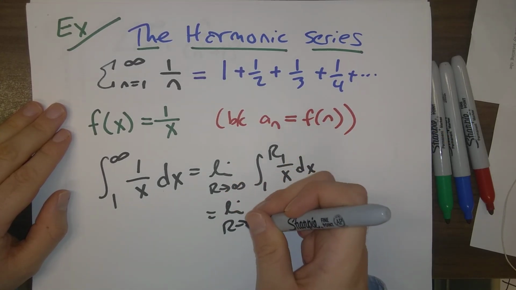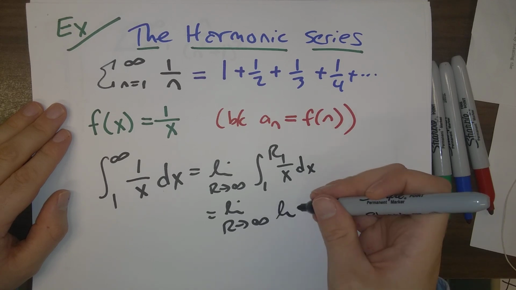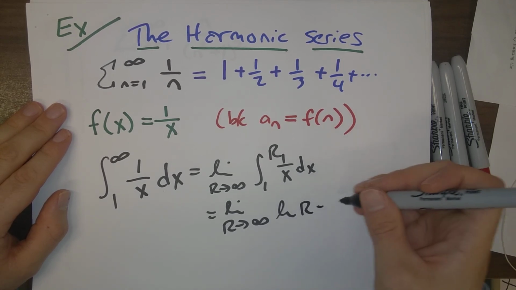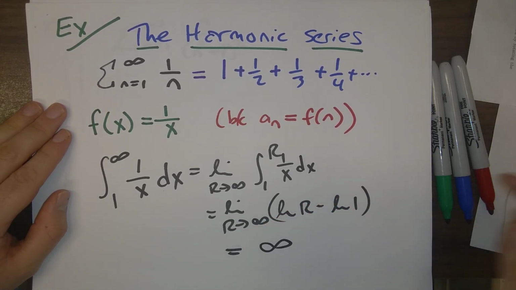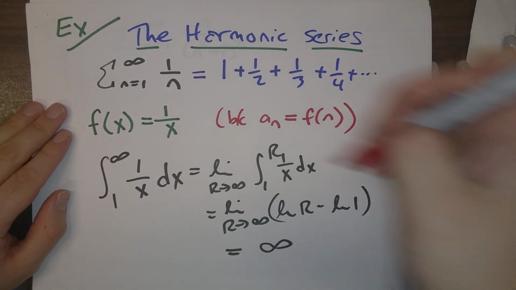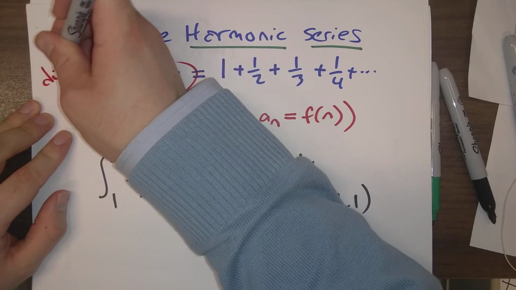That's the limit as r goes to infinity of natural log of r minus natural log of 1. And as r goes to infinity, log of r goes to infinity. And so this is infinity. And so what do we conclude? This diverges.